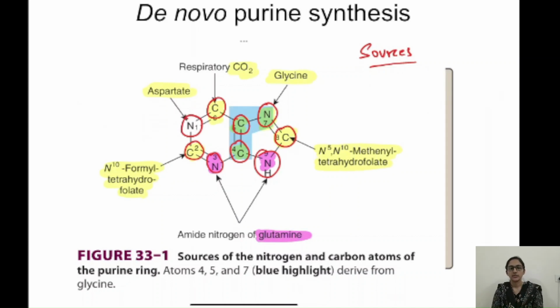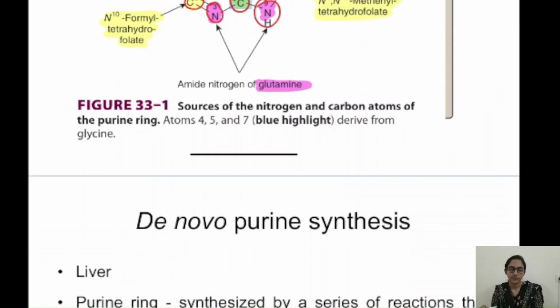Alright, so what are the different sources? One is aspartate, and the others are tetrahydrofolate, glutamine, glycine and carbon dioxide. The carbon donors will be tetrahydrofolate and carbon dioxide. The amino acid donors will be aspartate, glycine and glutamine. C4, C5 is also given by glycine. So these are the sources of the purine ring.